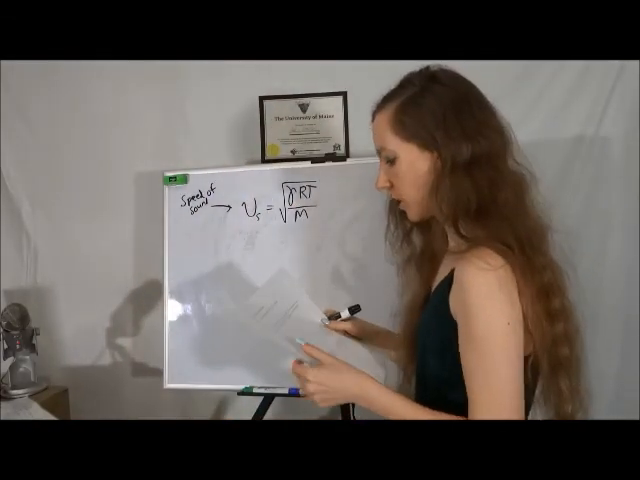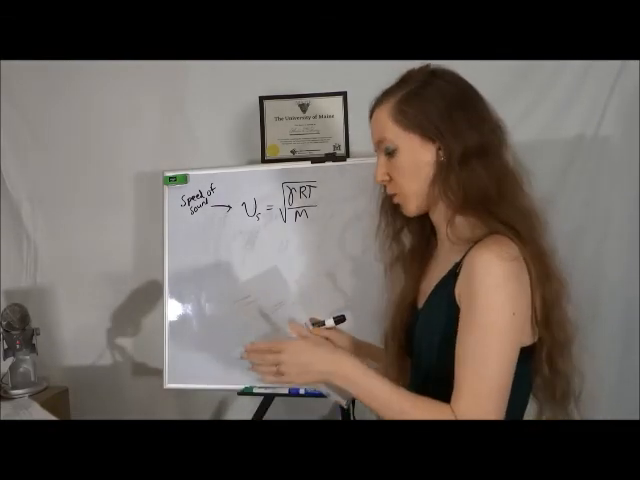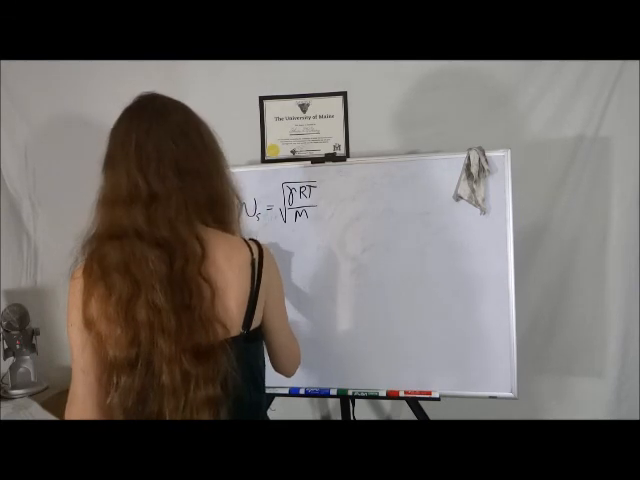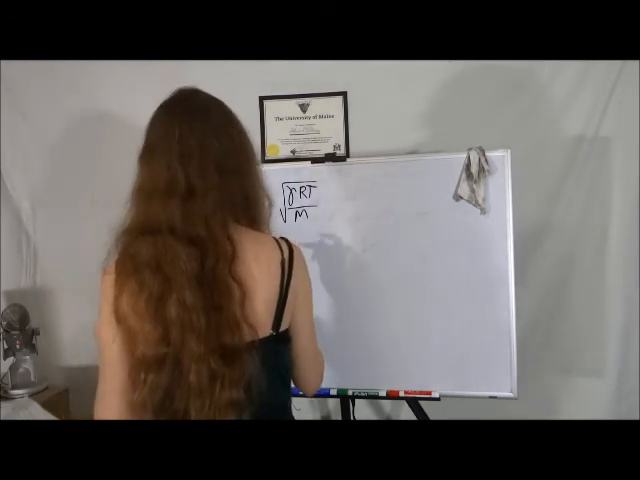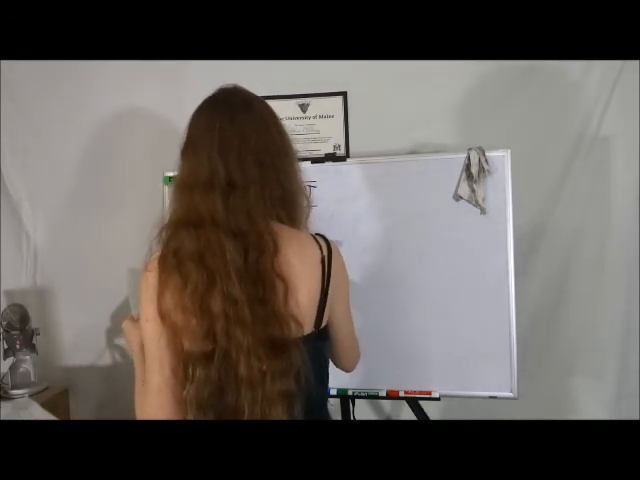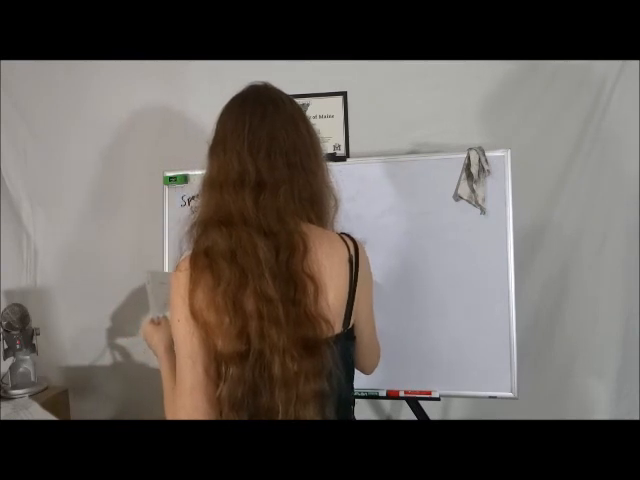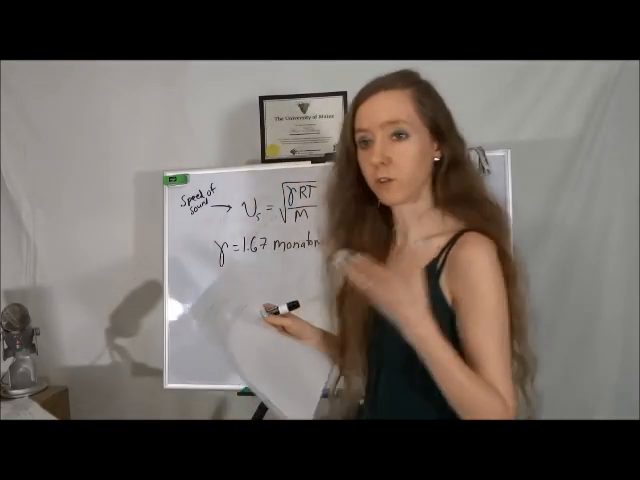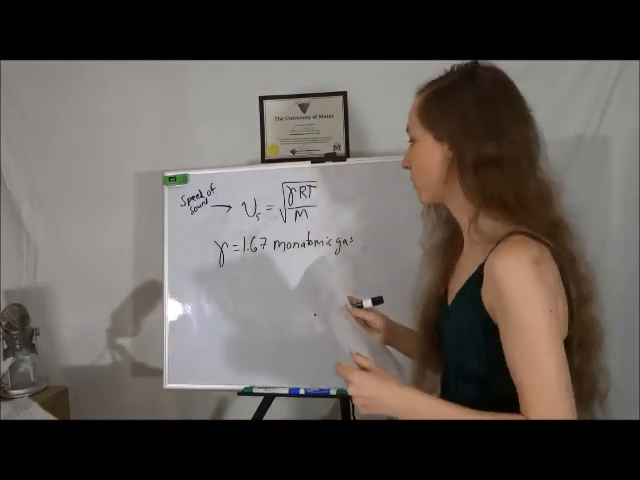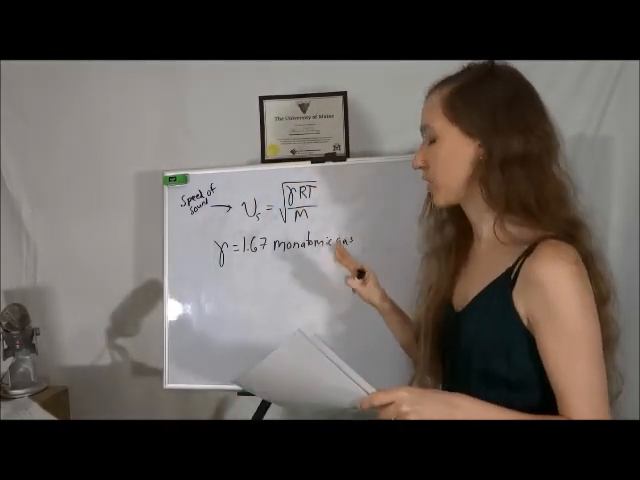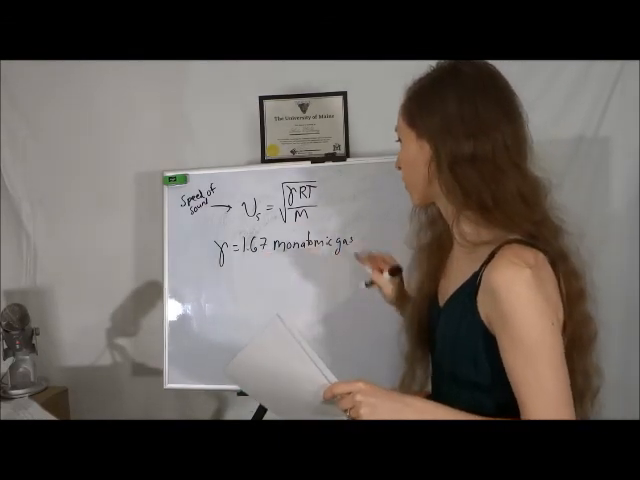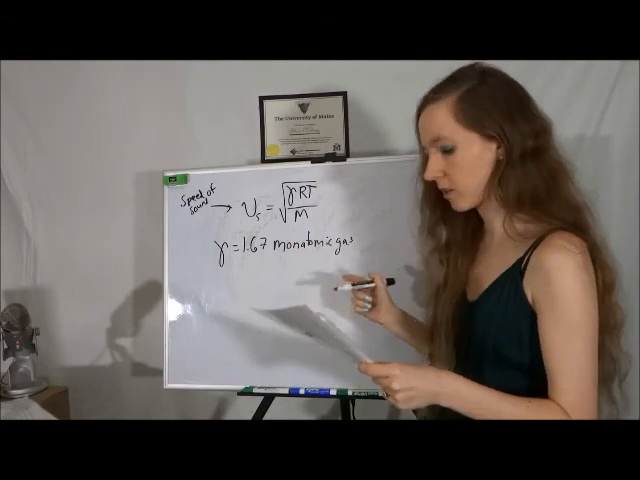So gamma is a constant, and it depends on what type of gas you have. So gamma is equal to 1.67 for a monatomic gas. And it's slightly different for a diatomic gas and so on and so forth. The book has other numbers. I know they have at least a diatomic gas in there as well. But for a monatomic gas, it's 1.67.